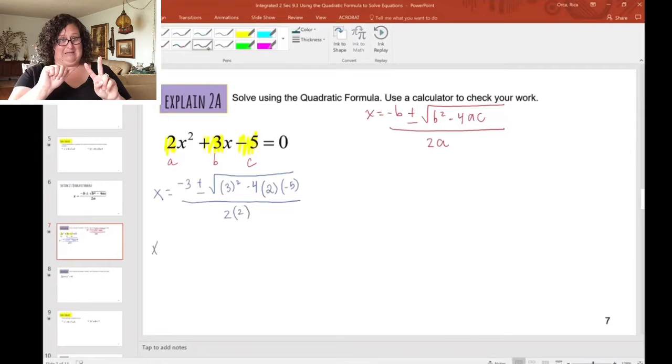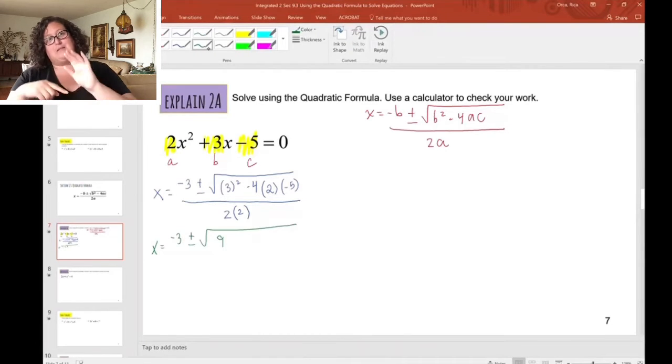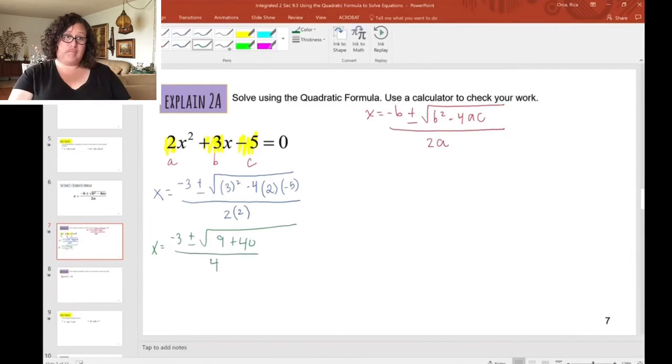Let's continue. X equals negative 3 plus or minus the square root of 3 squared is 9, negative 4 times 2 is negative 8, and negative 8 times negative 5 is positive 40, all over 4. What's neat about the quadratic formula is it works every single time. But you have to make sure that the equation is in trinomial form and is equal to 0. Let's keep going. So negative 3 plus or minus the square root of 9 plus 40 is 49, all over 4.